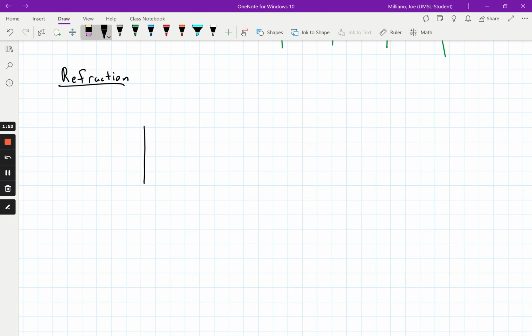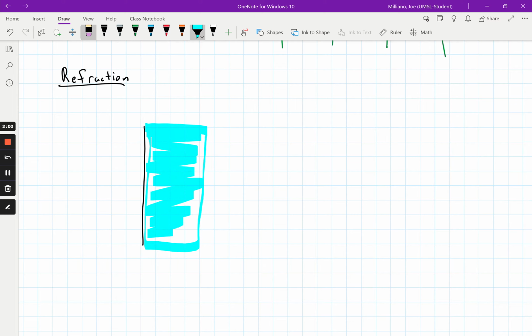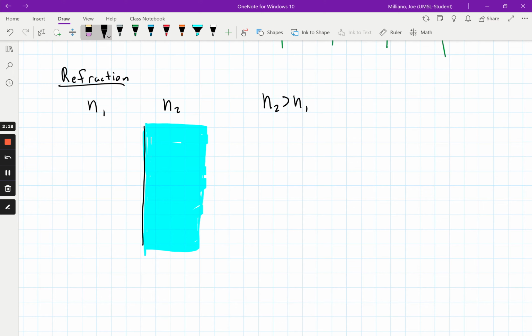Let's say we have two mediums. On the left is air, and on the right here is glass, which I'll represent using the highlighter here. Let's finish coloring in quickly, I hope. Boom, that's glass right there. All right, this is N2, air is N1, and glass has a higher index of refraction.